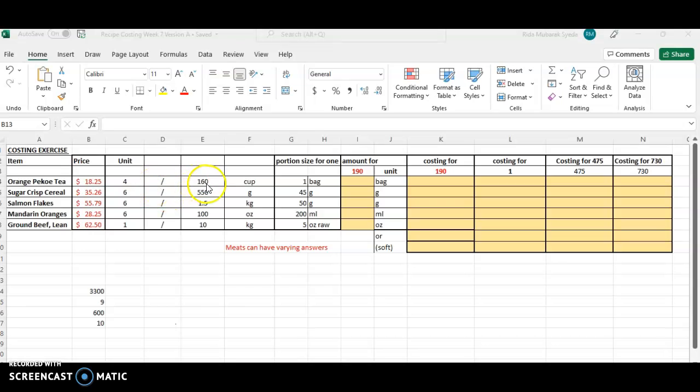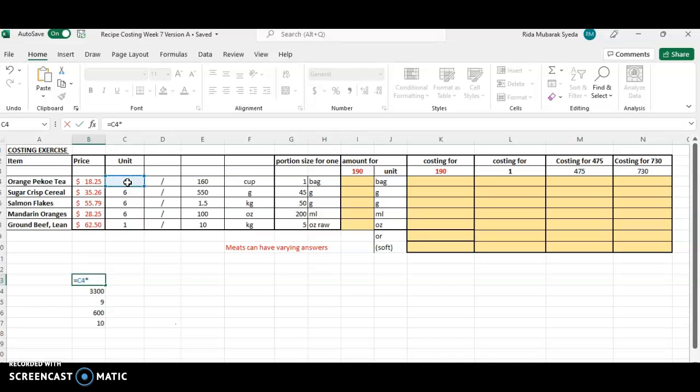So we need to know how much in total does it contain. To do that, we just simply need to multiply 4 by 160 and we get 640 as our answer. And that's what I did for all the other ingredients basically. So moving on to the next part over here.